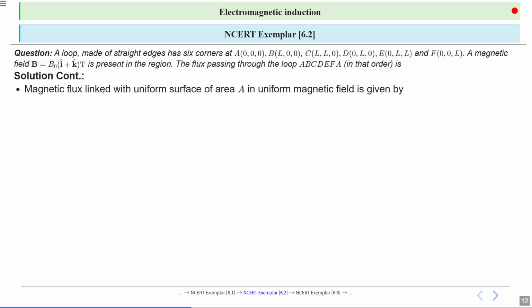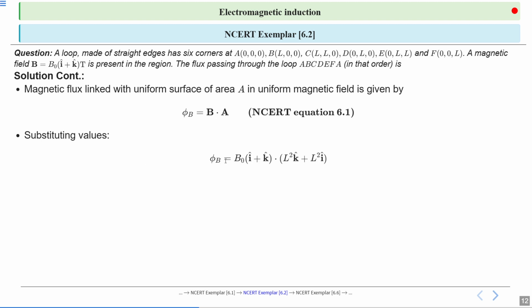Okay, so magnetic flux linked with the uniform surface of area A in the uniform magnetic field is given by phi B is equal to B vector dot A vector according to NCERT equation 6.1. So substituting values of B vector and A vector. So phi B will be equal to, what is B? B naught I cap plus K cap dot L square K cap plus L square I cap. So taking common L square, we will be left with phi B equal to B naught L square.